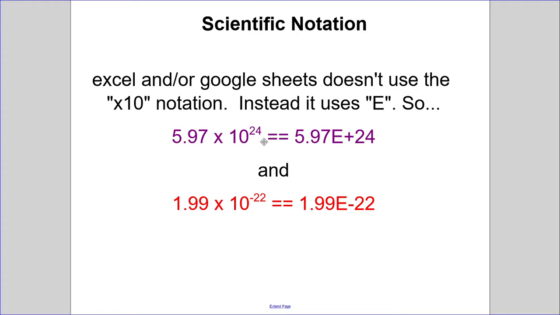And one more thing that I should point out is that when you have a positive exponent, that means that the number is really big. And when you have a negative exponent, that means the number is really, really small. It doesn't mean the number is negative, just that the number itself is very small.